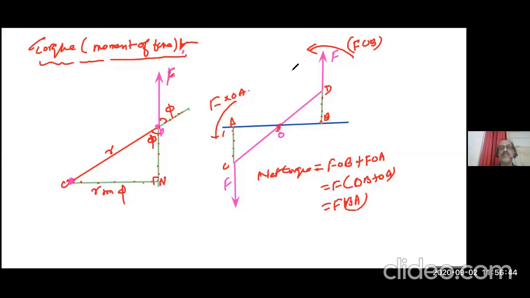Sir, should we draw the diagram? Yes, yes. From the diagram we are explaining.